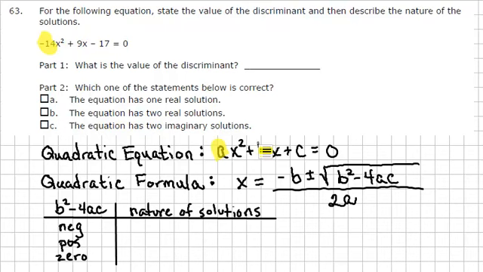The b is the coefficient of x. In our equation, the coefficient of x is 9. The constant term is c, and in our equation, the constant term is minus 17.